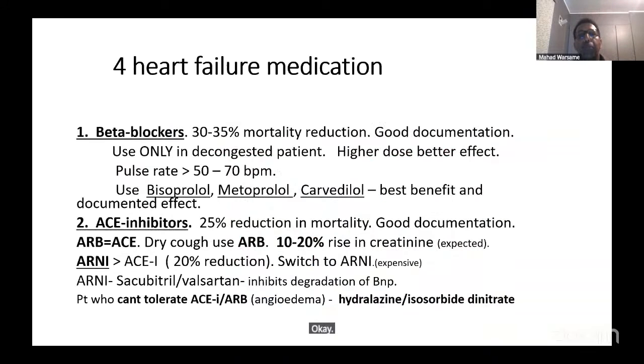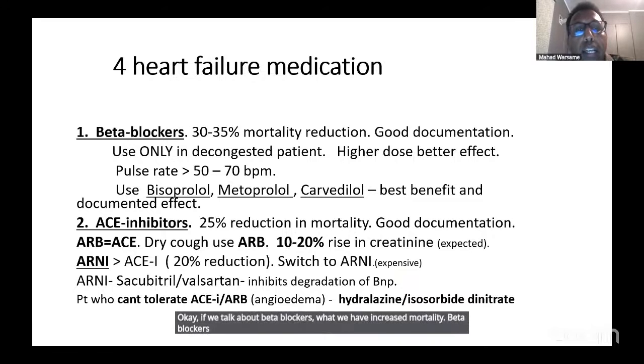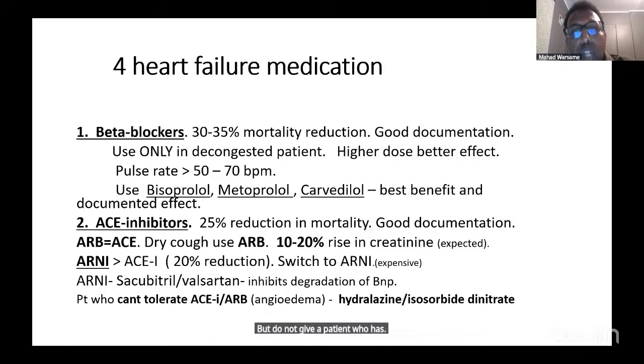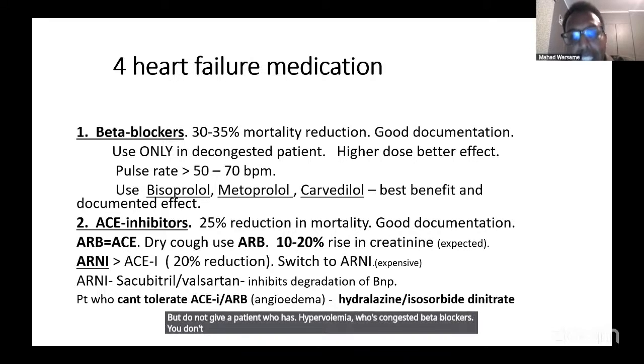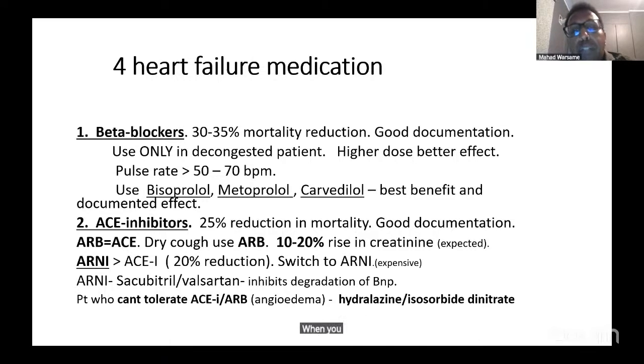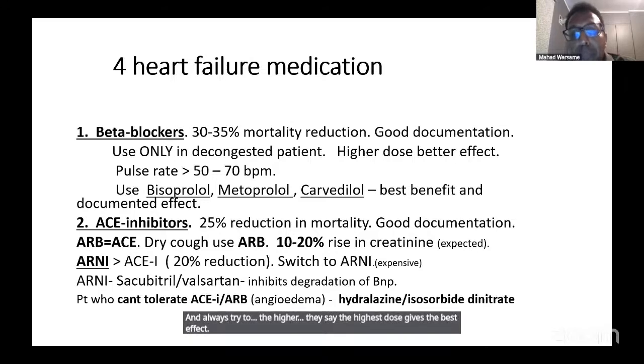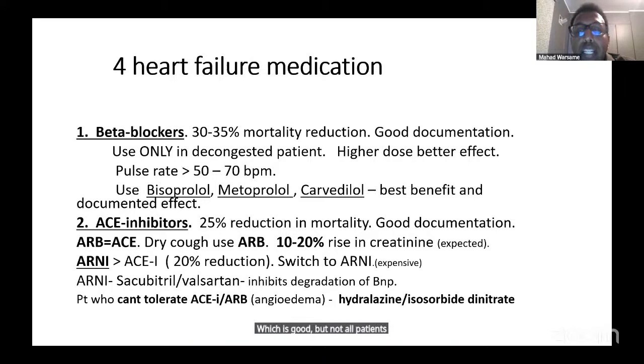If we talk about beta blockers, they reduce mortality. Beta blockers have had good documentation since the 90s, but do not give beta blockers to a patient who has hypervolemia, who is congested. You don't need that. You need it later, at normal volume. When you decongest, then you can start with a very low dose. They say the highest dose gives the best effect, which is good, but not all patients can tolerate it. They have a lot of side effects.